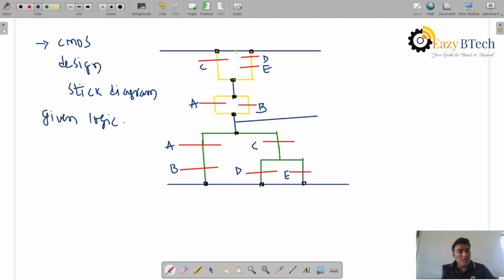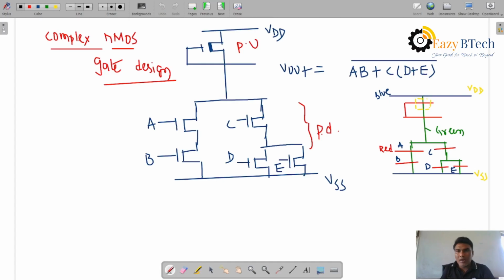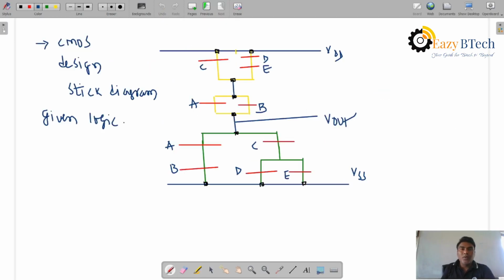Now let me see another example. This is VDD, VSS, and this is Vout. Previously here also there was a black contact where the interconnection point is. So this is the stick diagram of NMOS logic.